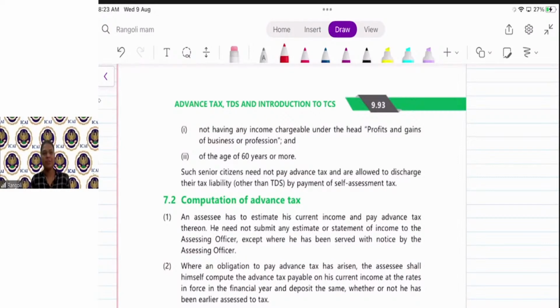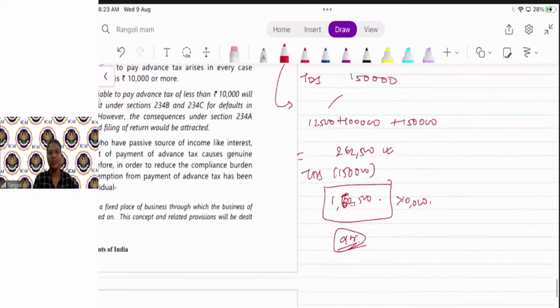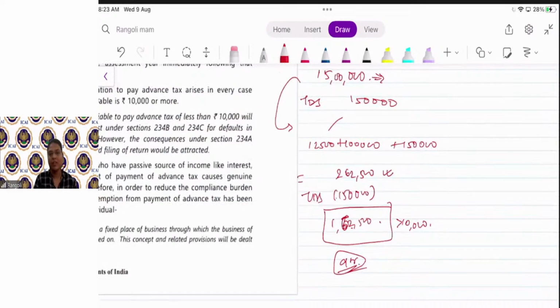You need to calculate your tax liabilities. Say for example, on salary and other sources, your tax liability comes to 1 lakh and your employer has already deducted TDS of rupees 1 lakh, then no need to pay advance tax. That I have explained here. Instead, see here, my tax liability comes to 2,62,500 and TDS deducted is 1,50,000. So the balance 1,62,500 I need to pay, and 1,62,500 is more than 10,000, so I need to pay advance tax.